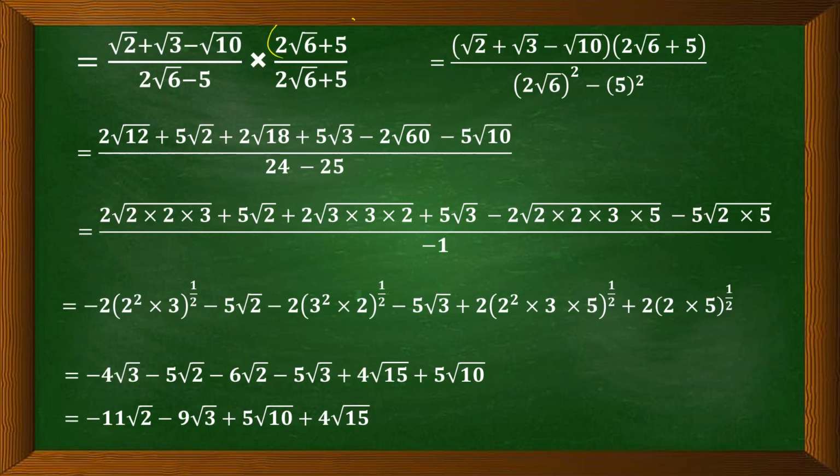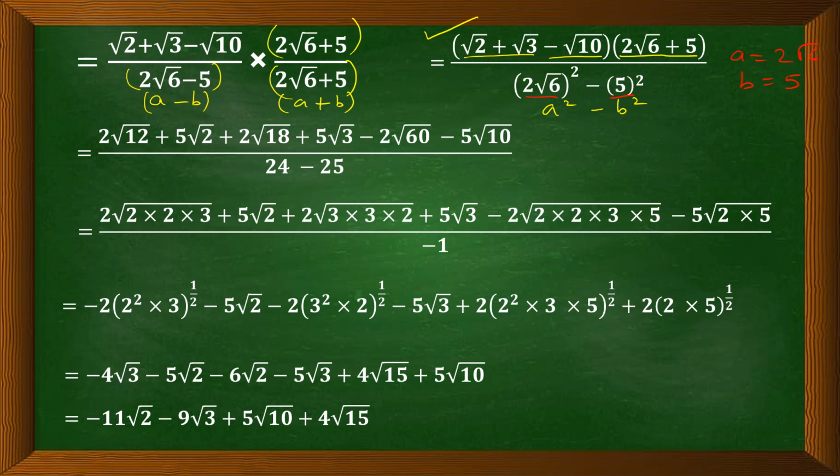Now after multiplying by the conjugate, we shall get in the numerator the product of root 2 plus root 3 minus root 10 into 2 root 6 plus 5. And in the denominator, if you observe, this is our a minus b and this is our a plus b, which is equal to a square minus b square. So over here we can say that a is 2 root 6 and b is 5. So accordingly we have put square of 2 root 6 and square of 5.